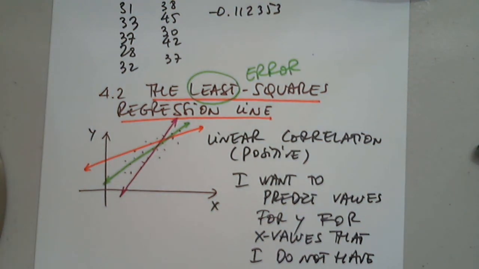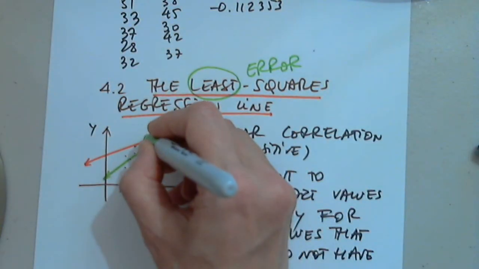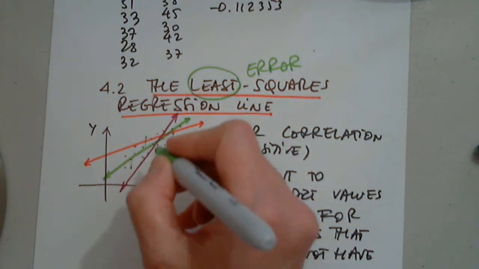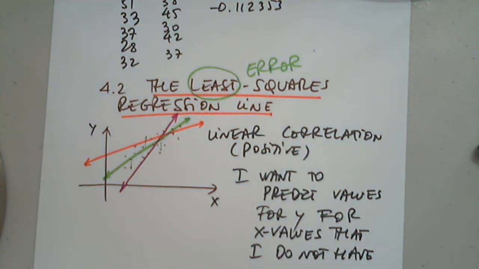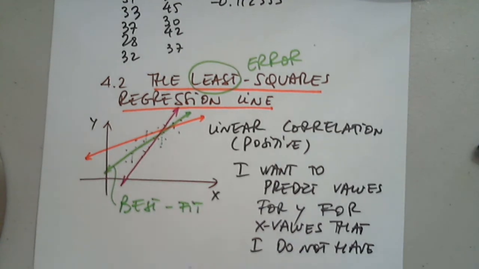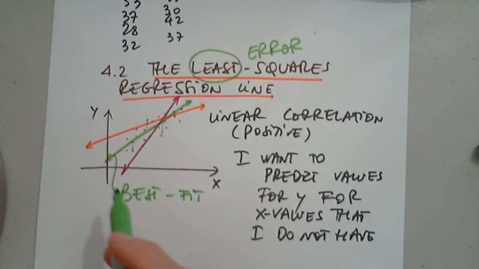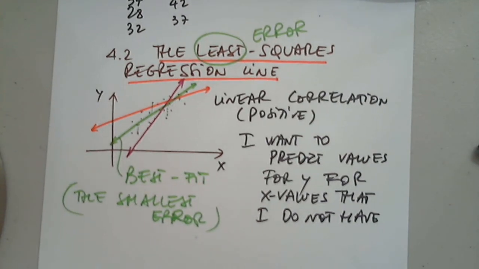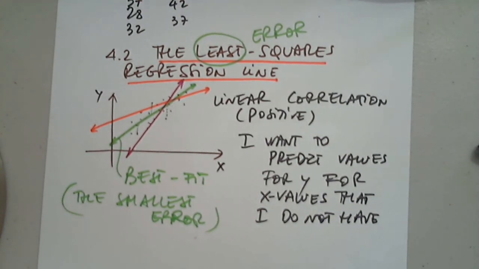What is the error? Okay, the error is the distance between each point and the line. That's the error. So the green would have the least error? Yes, that's why this is the best fit, because it has the smallest error. They all have error, but it's the smallest error.